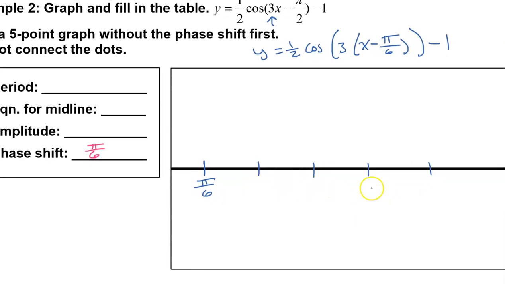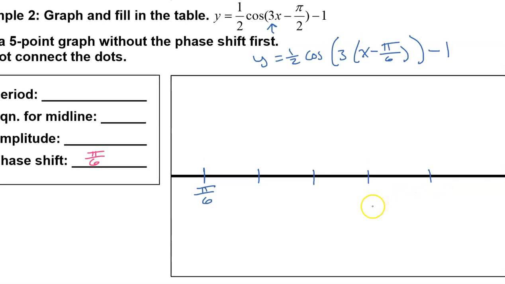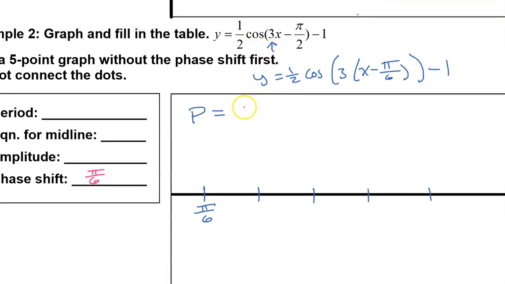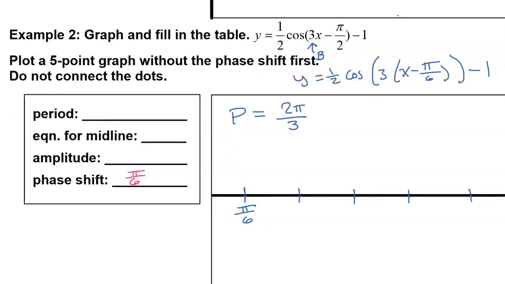If I'm going to find the values at these 4 marks, I need to know what the quarter period is. So for starters, I need to know what the period is. Remember, the period of a cosine function is normally 2 pi. But if there's a b value present, and here the b value is 3, then the period will be 2 pi divided by that b value. That's one of the things we're supposed to write down. So the period is 2 pi over 3.